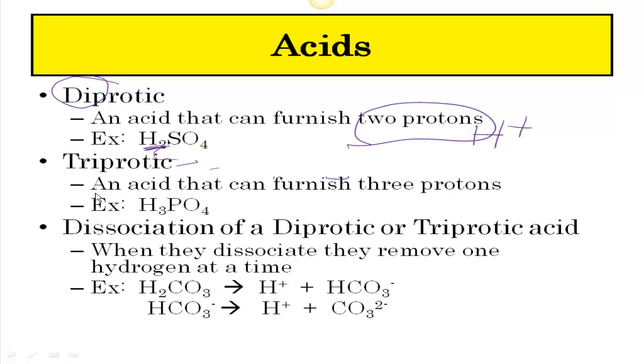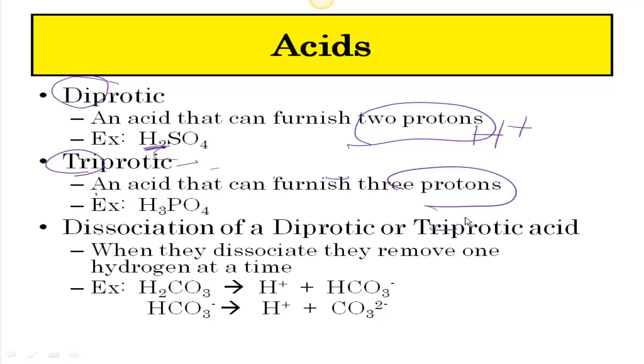A triprotic acid can donate 3 protons to the solution. Notice H3PO4 can donate 3. Now, they can donate 3 protons or 2 protons, but they don't donate all 3 at once or all 2 at once. What they do is donate 1 at a time.